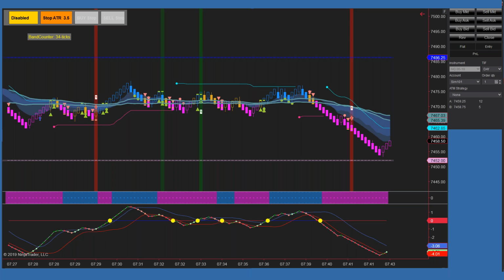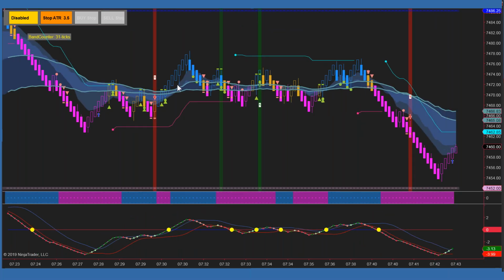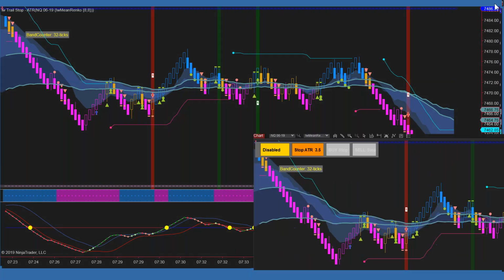So, I'm quite pleased with the way today was working out. I may end up incorporating fib time zones a little bit more in my trading. I did it a lot more when I was simply looking at time-based charts as a way to help time my trade. But I have to say, I'm quite pleased with the way that it's been working here with the mean wrinkle style bars.